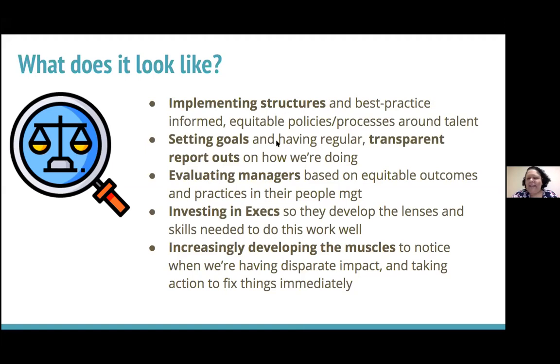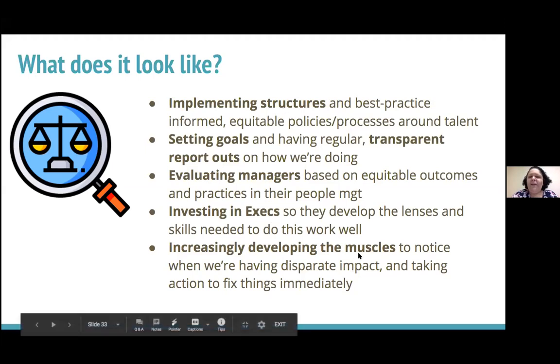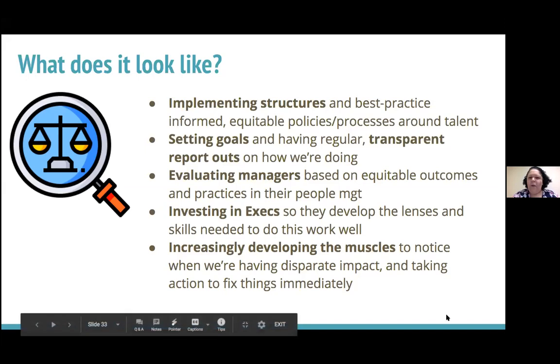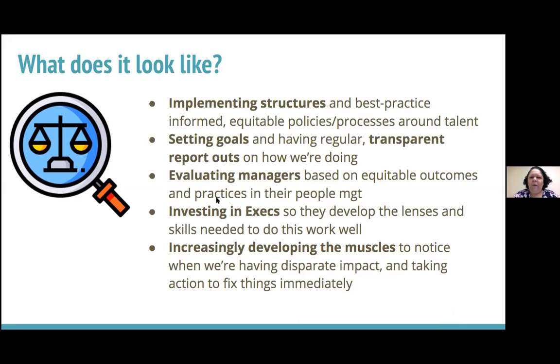So what does it look like at the leadership level? It looks like implementing structure. It's kind of boring. Structures, best practice informed policies and processes, setting goals around equity, and having transparent report outs on how we're doing. Evaluating managers based on equitable outcomes and practices in their people management. So if you're a development leader, you should be evaluating your managers, not just on whether they're making it rain. Yes, let's do that. But also, do their teams like working for them though? Are people quitting on them?